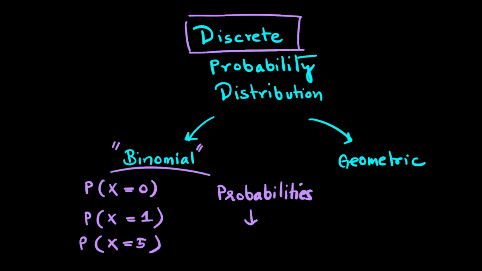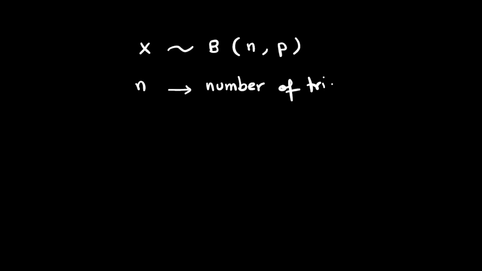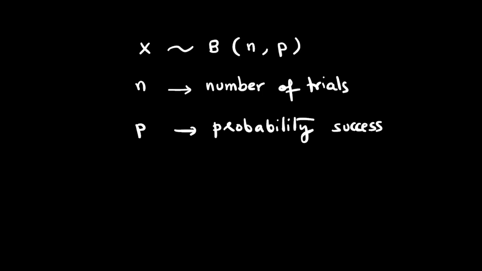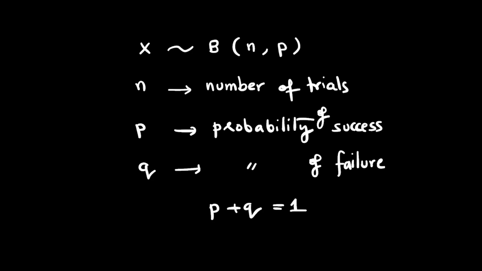Now, if you remember, what is binomial distribution? The variable X follows a binomial distribution with parameters n and p. N is the number of trials. And what is p? P is the probability of success. And also there is a symbol Q, which is the probability of failure. And we know that P plus Q adds up to 1.